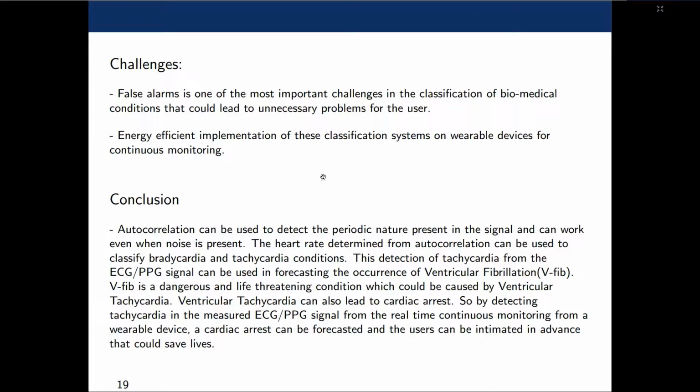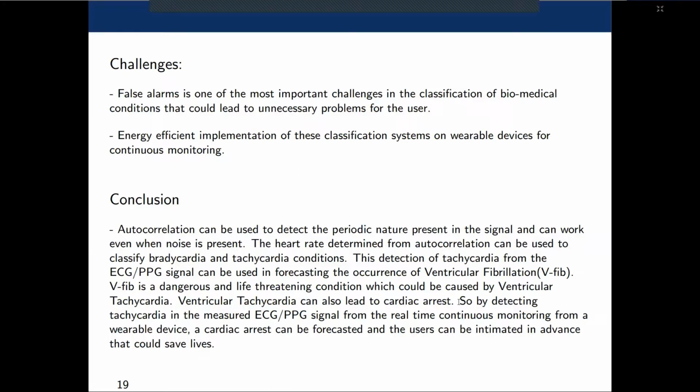The heart rate determined from autocorrelation can be used to classify bradycardia and tachycardia conditions. This detection of tachycardia from ECG or PPG signal can be used in forecasting the occurrence of ventricular fibrillation. Ventricular fibrillation is a dangerous and life-threatening condition which could be caused by ventricular tachycardia. Ventricular tachycardia can also lead to cardiac arrest.